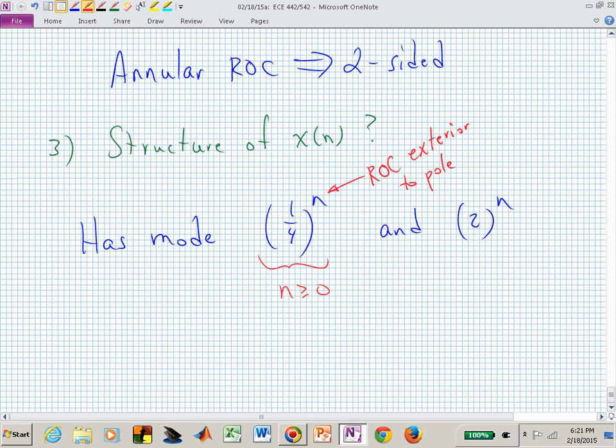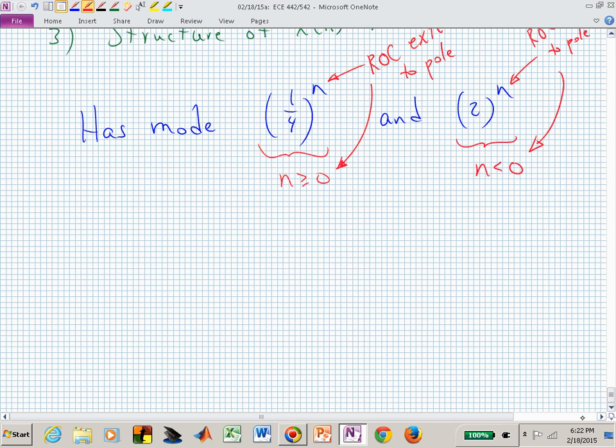Now, what do we know about 2, the mode 2? Just the opposite, right? That's the non-causal one. This region of convergence being exterior to that pole tells us it's causal, and here for the 2, the region of convergence is interior to this pole, which says that it's anti-causal, that particular mode.